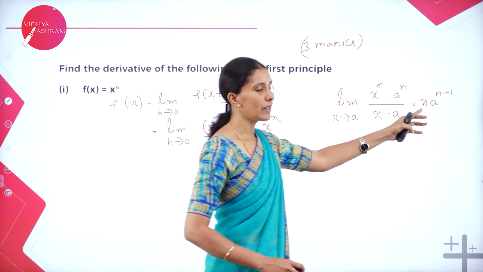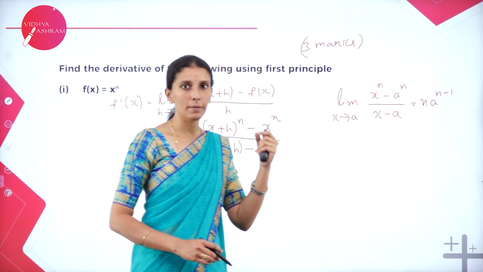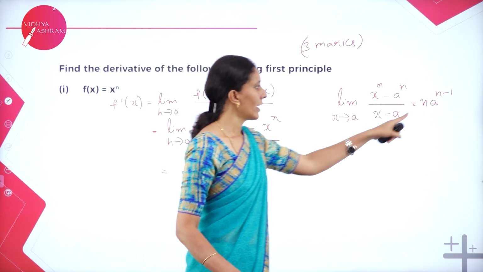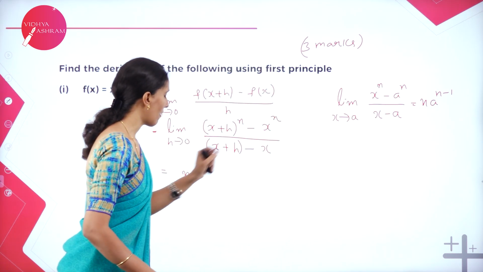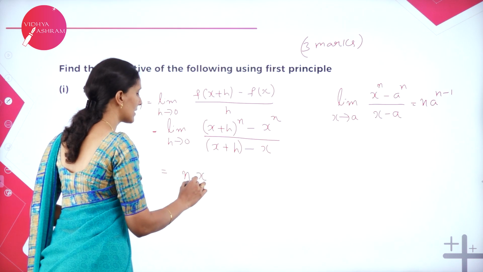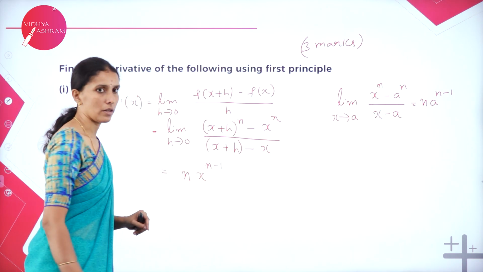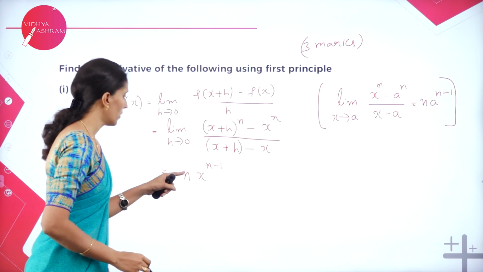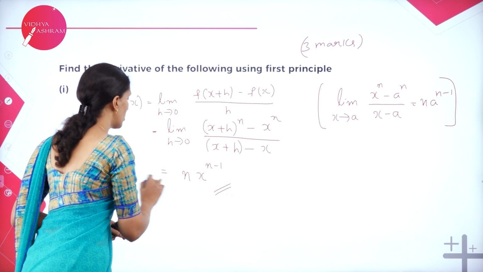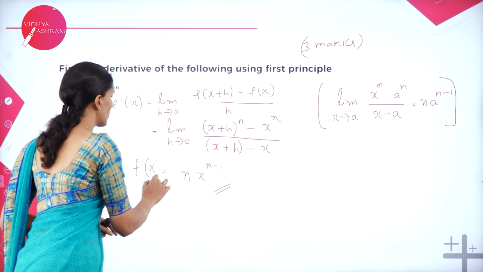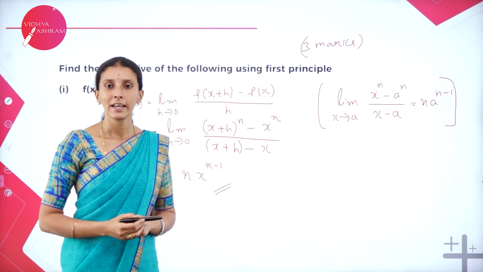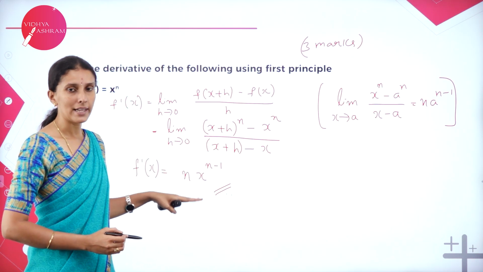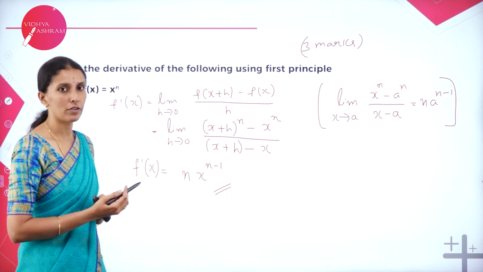Now this can be written in the form of n into a to the power n minus 1. So the value of n is the same here, but in the place of a you have x, so replace with x, then write n minus 1. So the reason must be written to prove this result. So the derivative of the function x to the power n can be written as n into x to the power n minus 1. So this is also called the general form of the derivative of the function x power n.